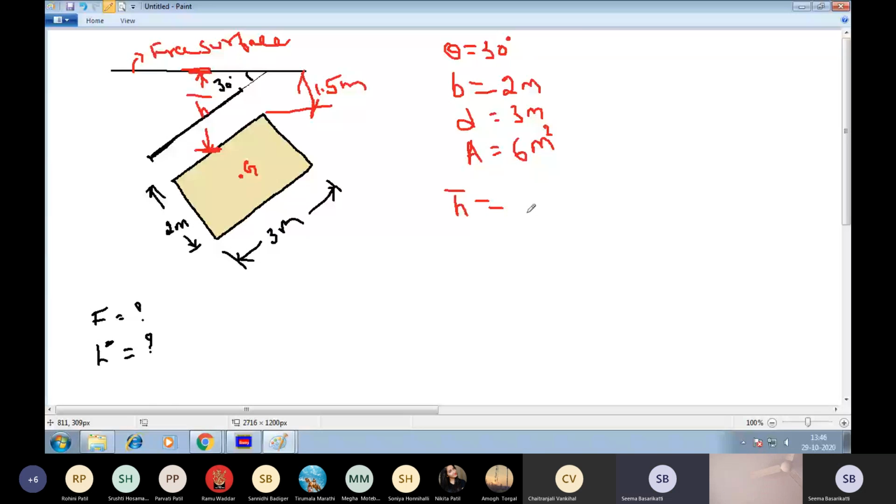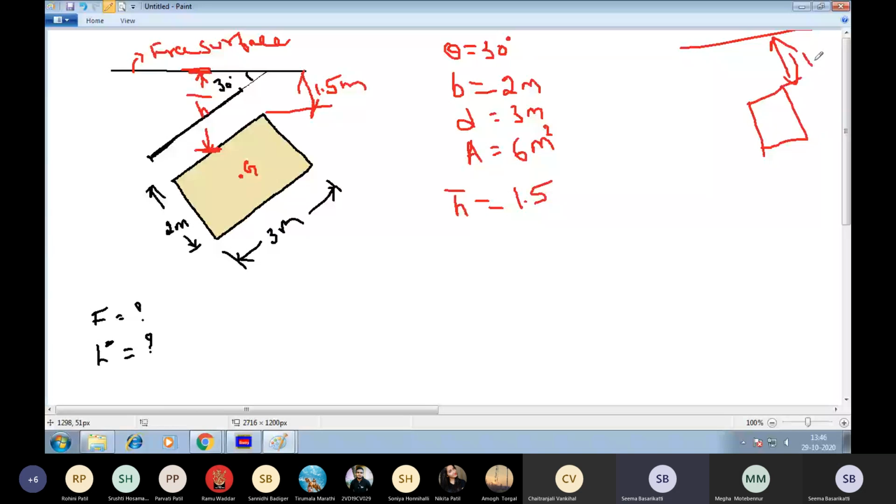How is it 3 meter? This point is at a depth of 1.5, and this is the point where H bar is going to be calculated. So 1.5 plus the overall depth, 3 meter divided by 2. This condition would be like this if it is vertical, but since it is inclined, 1.5 plus 3 divided by 2, which is equal to how much? 3 meter.